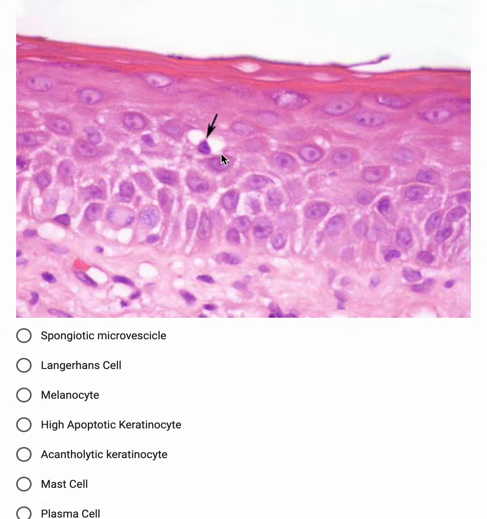There is slight spongiosis, but there's not much inflammation, and this is not a lymphocyte. In the context of lymphocytes, you may think, okay, this is a spongiotic microvesicle, but there should be a lot of lymphocytes there. So why is this not a melanocyte? Melanocytes are not spaced that high up in the epidermis, as simple as that.